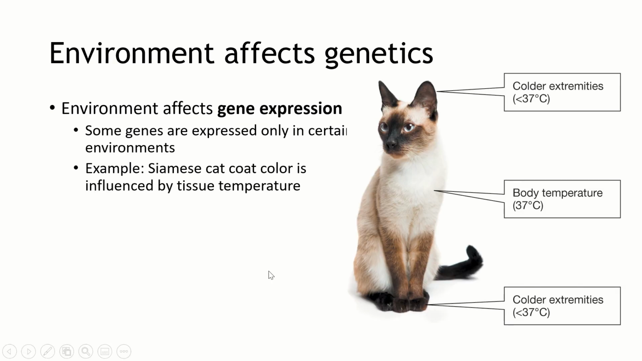And we can see other environmental effects in other animals. And one of the really clear traits is gene expression in Siamese cats. Siamese cats have a coat color gene that is expressed in cooler temperatures. So the areas of the cat that are colder, such as the ears, the face, the tail, and the paws, have darker fur, and the areas closer to the main part of the body, which is closer to body temperature, are lighter color because the coat color depends on cooler temperature to be expressed.